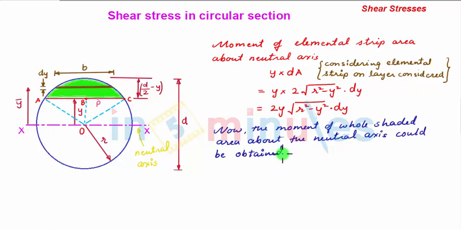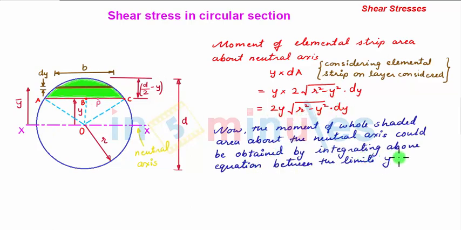The moment of this whole shaded area above the neutral axis could be obtained by integrating the above equation between the limits y to d by 2. That means from this layer up to the extreme top part of the cross section, which is at a distance d by 2 from the neutral axis. So we have A y bar, which is nothing but the first moment of this shaded area above the neutral axis, equal to integral of y to d by 2, which is nothing but radius r, of 2y square root of r square minus y square into dy.